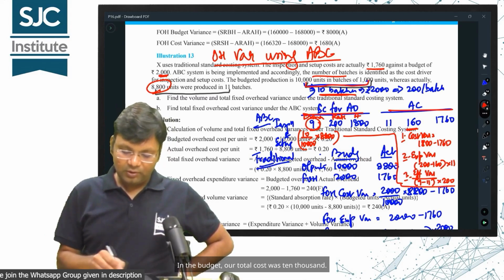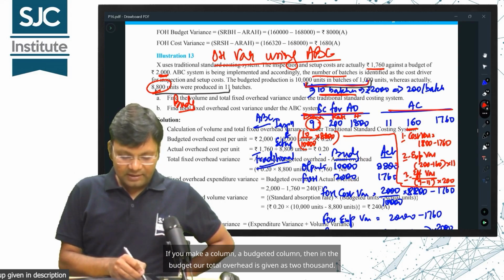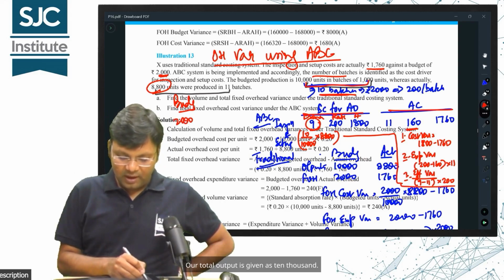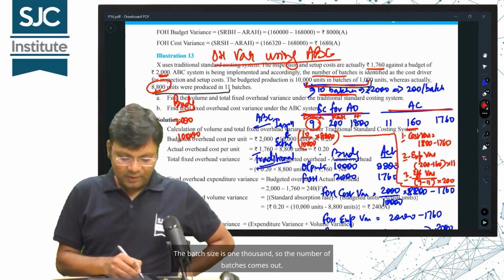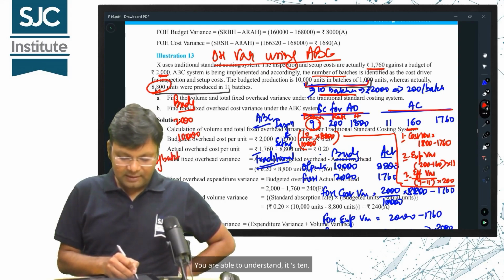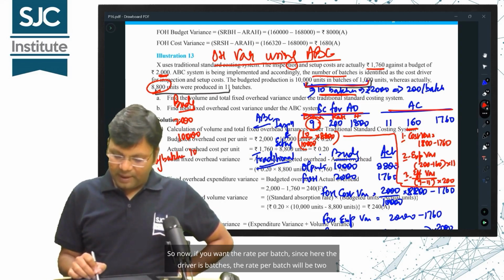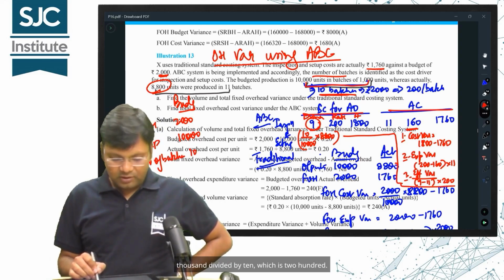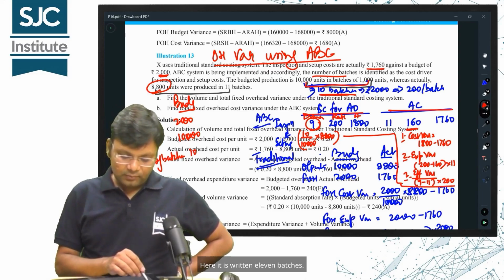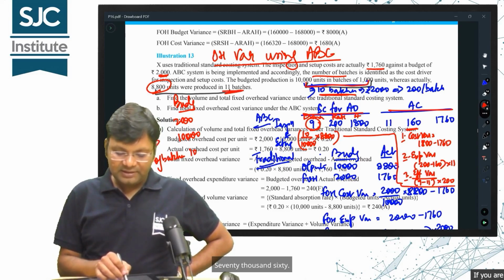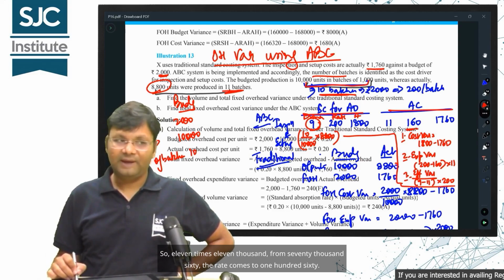If you make a budgeted column, in the budget our total overhead is given as 2,000. Our total output is given as 10,000. The batch size is 1,000, so the number of batches comes out to 10. Since the driver is batches, the rate per batch will be 2,000 divided by 10, which is 200. And how many batches are there actually? Here it is written 11 batches. What is the amount for that? 1,760, so 1,760 divided by 11, the rate comes to 160.